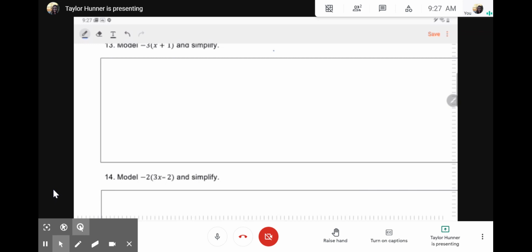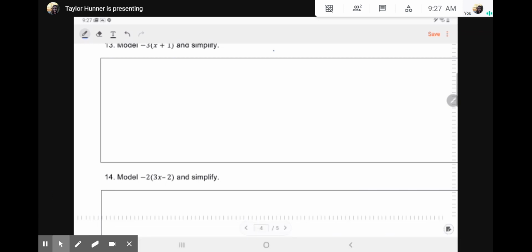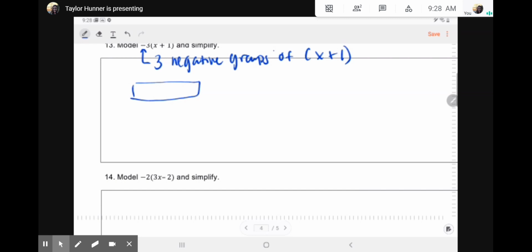Okay, so coming back from a break, if you needed that break, then we are now going to be on number 13. We're going to model -3 times x plus 1. But remember, this usually says take away 3 groups of x plus 1. It also means that we have 3 negative groups of x plus 1. So you can model in whichever way is easier for you. I'm going to model the 3 negative groups of x plus 1.